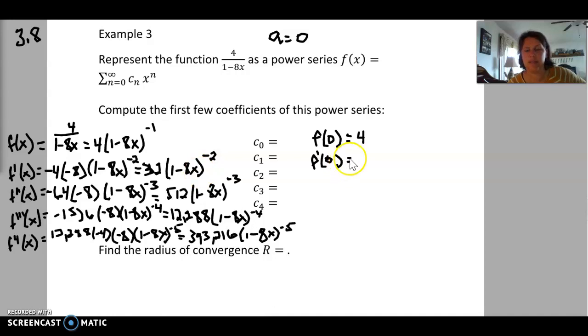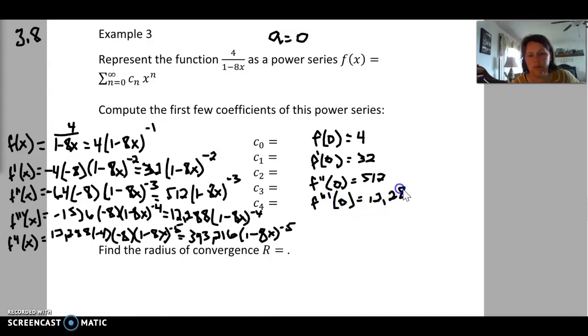So the same thing is going to happen inside the parentheses every time. So 32 for f prime of 0. F double prime of 0 is going to equal 512. F triple prime of 0 is going to equal 12,288. The fourth derivative of f at 0 is going to be equal to 393,216.